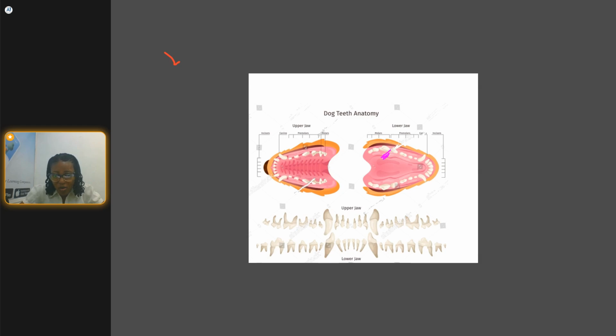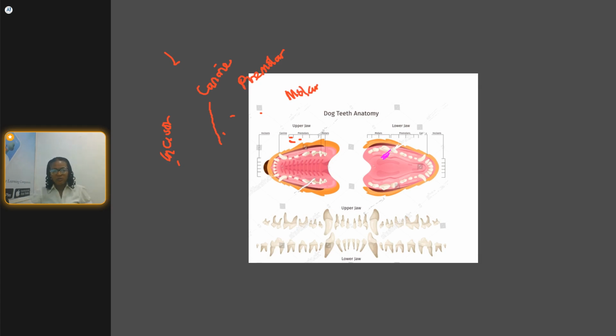You can see the difference. You can see how the canine looks in dog. Look at the incisor. This part is the incisor. This part is the canine. Here is the premolar. And these last two are the molar.